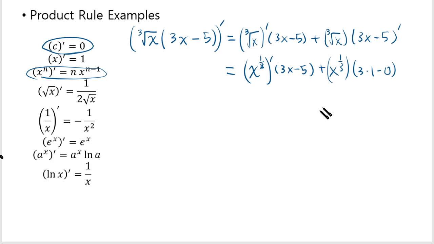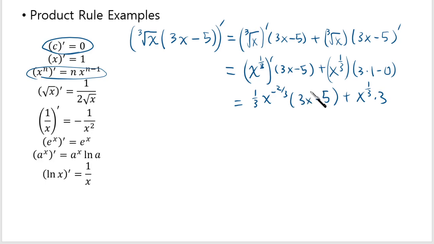0. So what we get is, applying the power rule, 1/3 comes down, subtract 1, that's negative 2/3, times 3x minus 5, plus x to the 1/3 times 3.